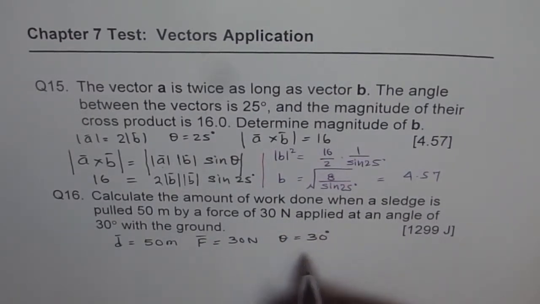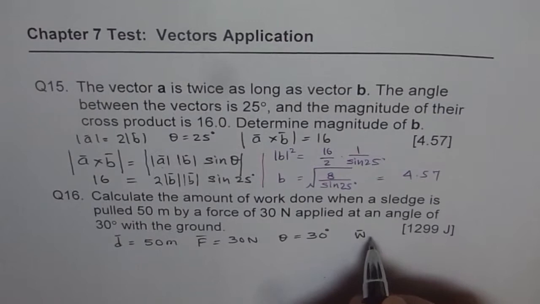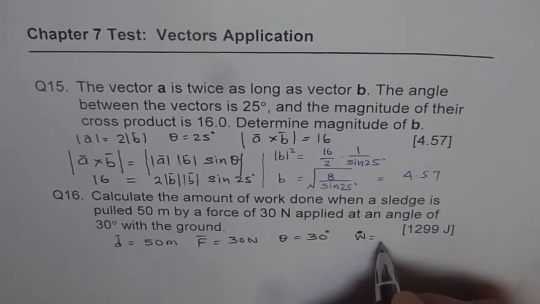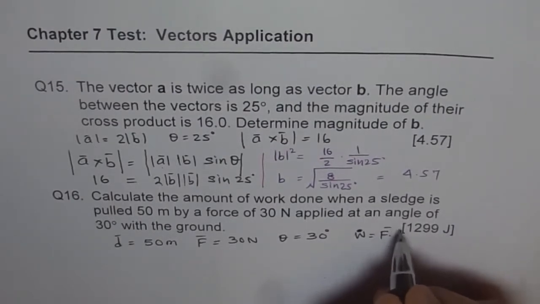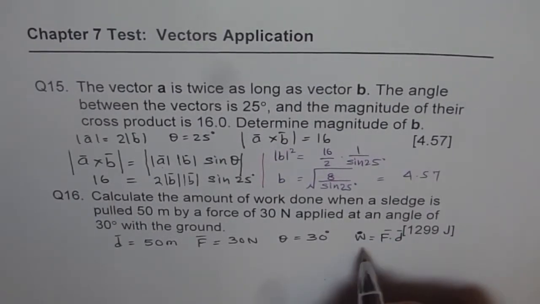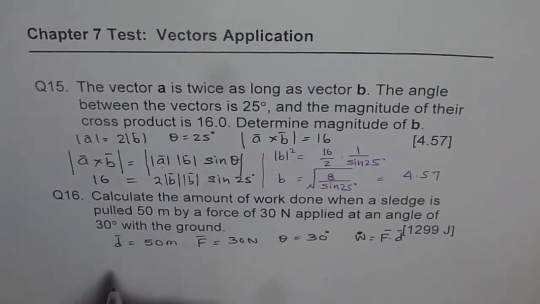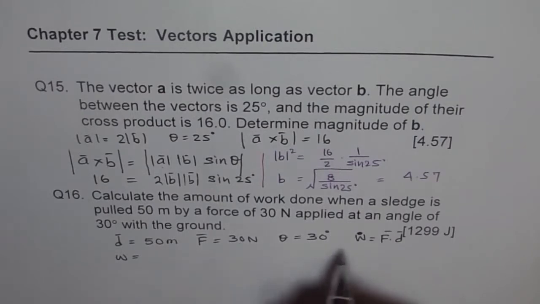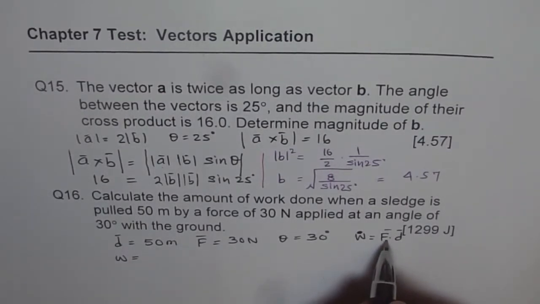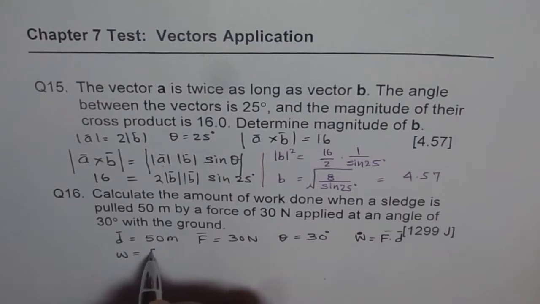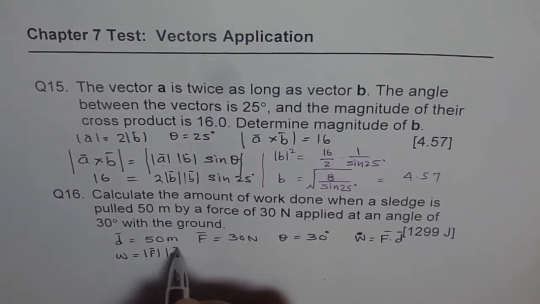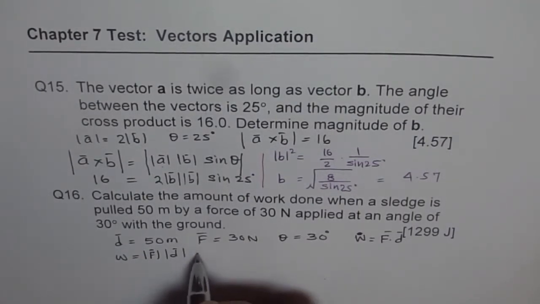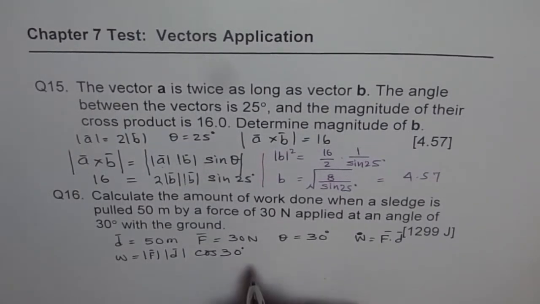So work done is a scalar quantity, right? So for work done, I should not write a vector here. Work done is a scalar quantity, which is force dot distance, displacement rather, okay? So that is what it is. And you know, work done will be equal to, force is 30 newtons, the magnitude of force. F dot D is, let me first write the magnitude of force times the magnitude of displacement times the cosine of the angle between them, cosine of 30 degrees, right? So that is the dot product.